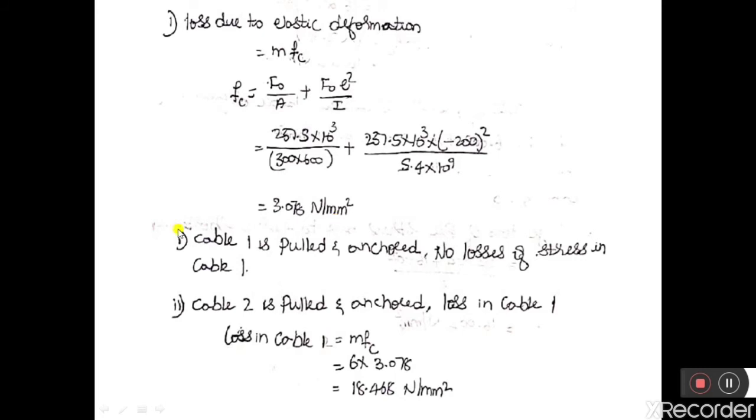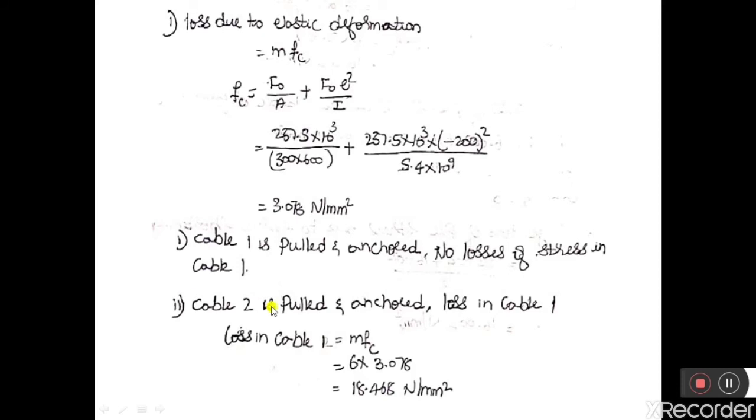And now the condition is the cables are pulled one by one. The cables are pulled successively. So first let us consider the first cable. When cable 1 is pulled and anchored, no loss of stress in cable 1. So the losses in cable 1 is 0.